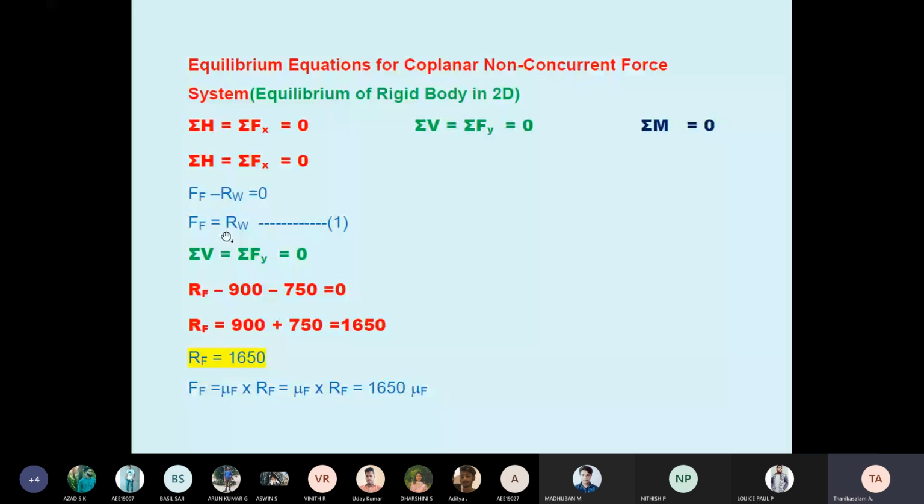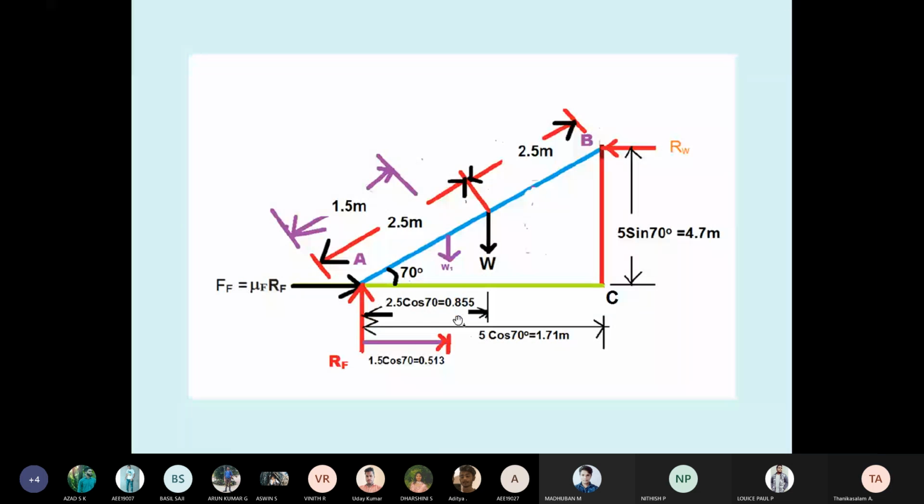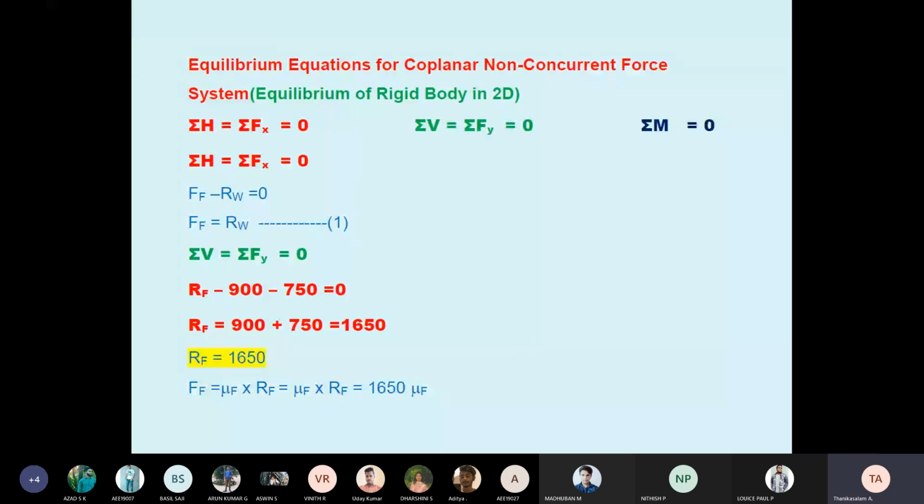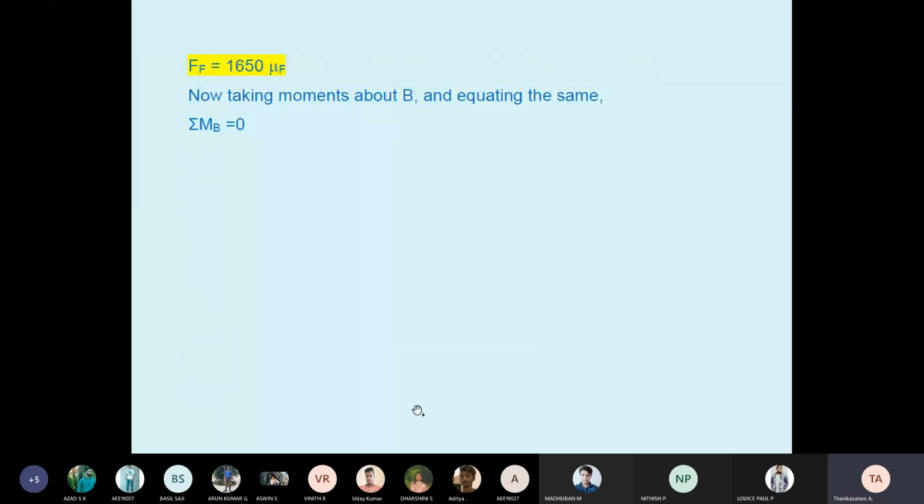What are the vertical forces? RF minus W1 minus W equals 0. W1 is the man's weight, 750. The given question says the man's weight is 750 and the ladder weight is 900. They are acting downward. Therefore, RF equals 1650. Now, whenever friction is involved, just remember F equals mu R. Always remember. Therefore, FF equals mu F into RF. We calculated RF as 1650, so FF equals 1650 mu F.